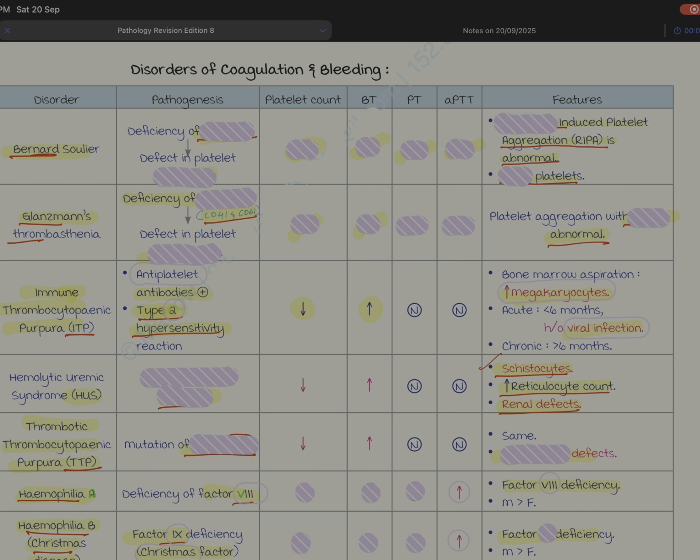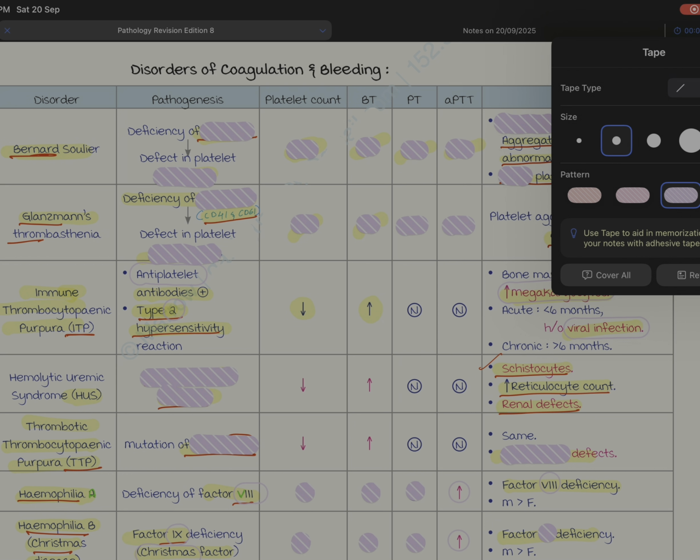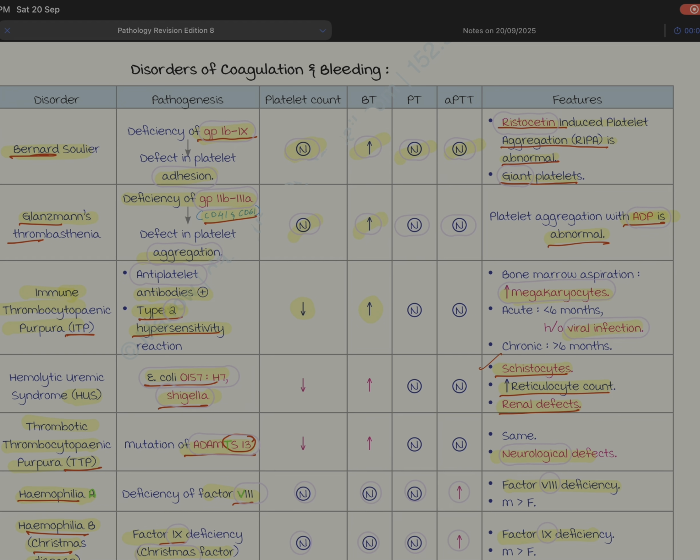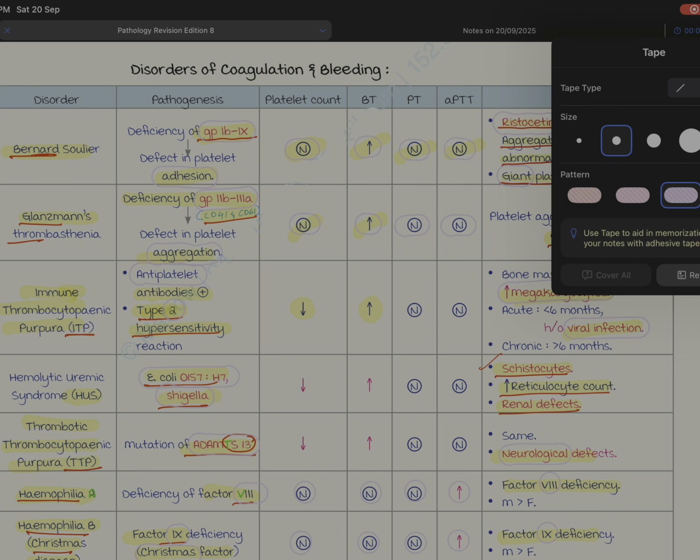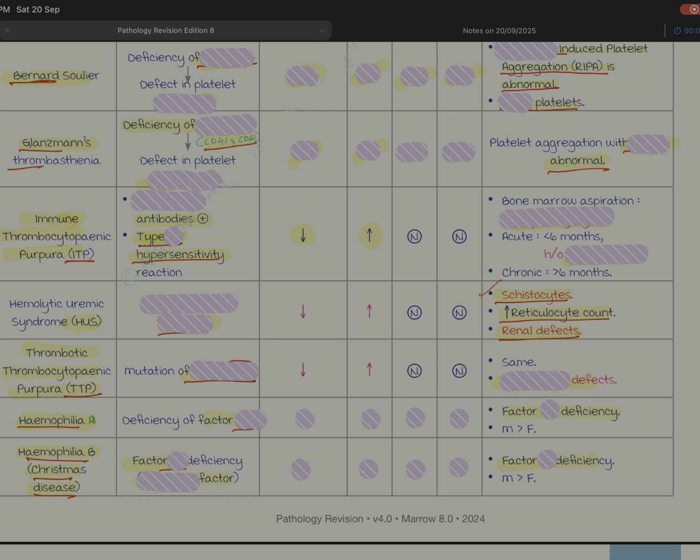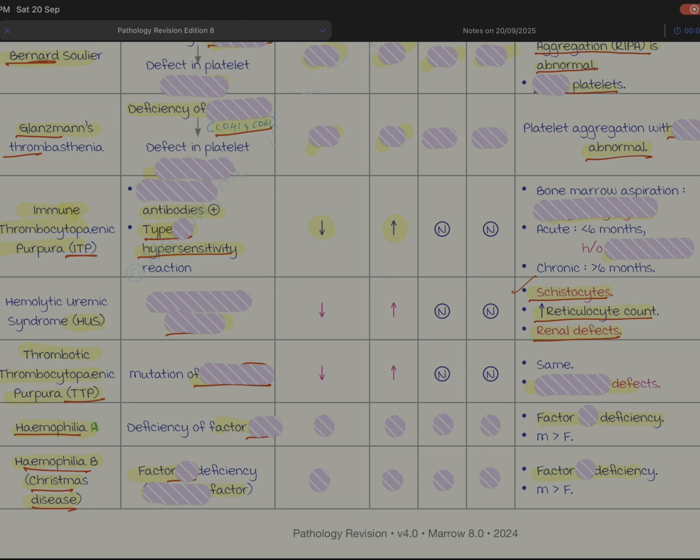So what I do is, there's a particular feature called taping. I can actually reveal all the points. I can also cover all the points. So when I'm talking about hemophilia A, and I want to remember what factor is deficient in hemophilia A, it is factor 8. In the same way, in hemophilia B, sorry, factor 9 is deficient, and it is also known as the Christmas factor.